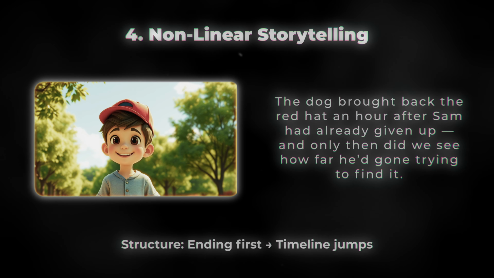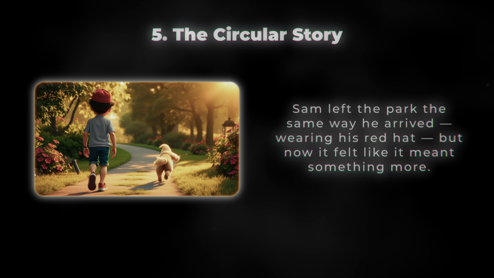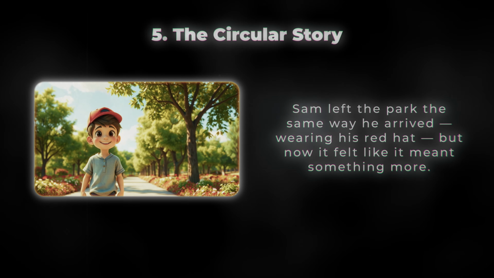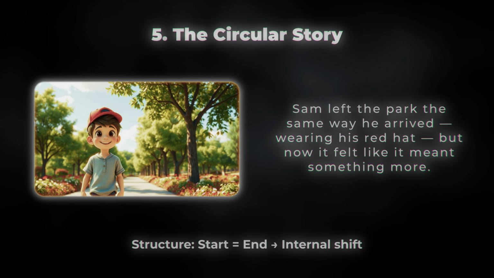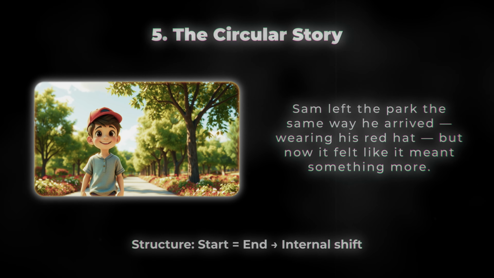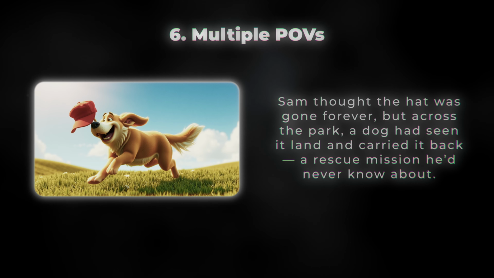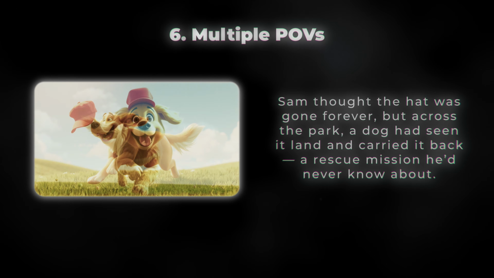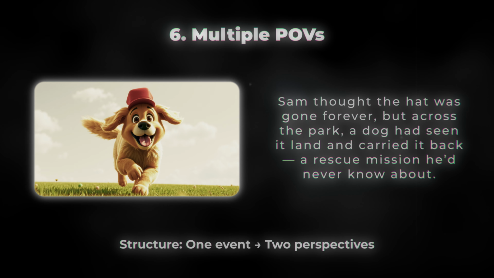Advanced style number 5 is the circular story. Sam left the park the same way he arrived, wearing his red hat. But now it felt like it meant something more. Begin and end in the same place, but show how meaning has changed. And finally, advanced style number 6 is multiple POVs. Sam thought the hat was gone forever, but across the park, a dog had seen it land and carried it back. A rescue mission he'd never know about. Tell the same event from 2 different perspectives to add depth. These take more intention, but they unlock storytelling on a whole new level.